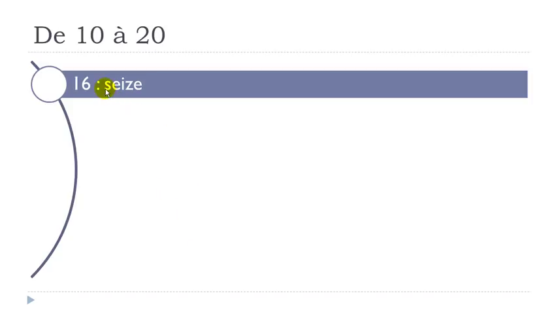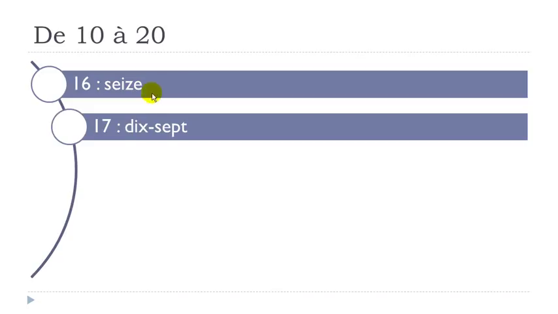Now you get this seize. Seize. Same thing. Final E doesn't exist. Seize. E and E together, they give you the sound E, really open. Seize, okay? Then it becomes logical now, because if you look carefully, you've got this dix, okay?